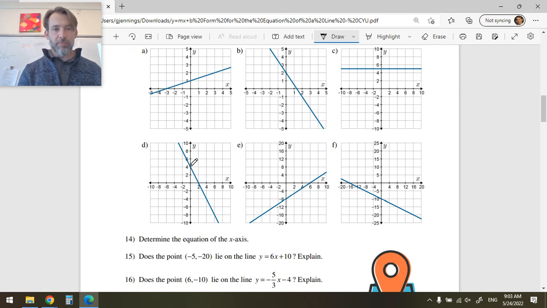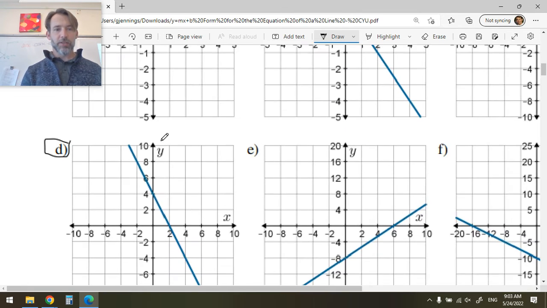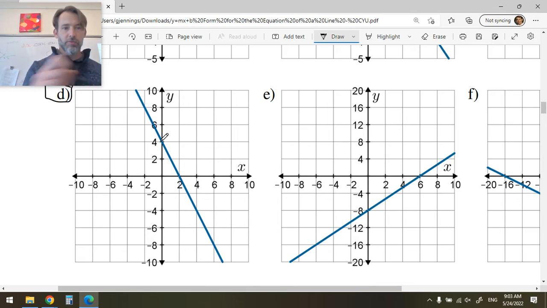So here, this one D, if we take a look at it, this is what we'd notice. Okay. So first thing that I'll notice is the b. And the b here is 4.